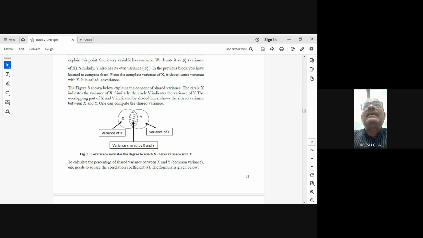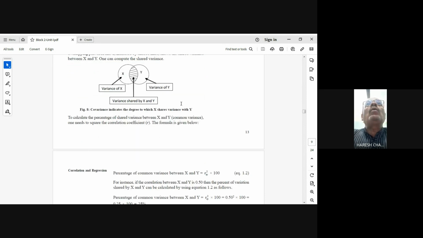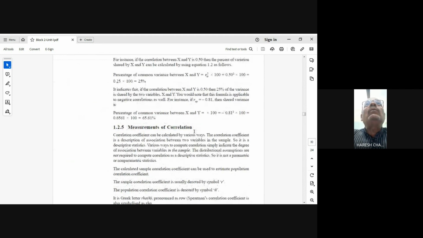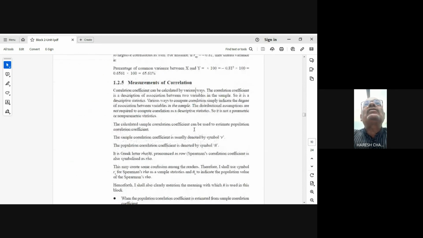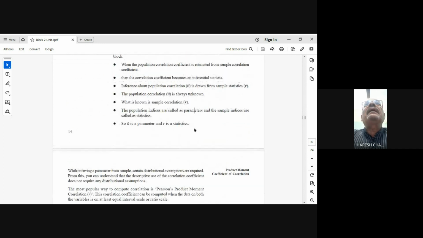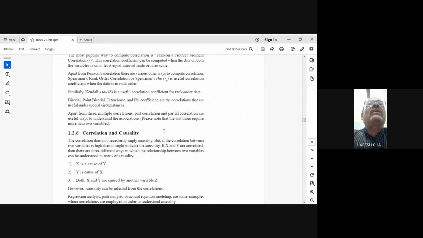The basic logic is covariance divided by the square root of variance of variable 1 into variance of variable 2. We will see it in the formula. So this is the logic, covariance by variance of variable 1 into variance of variable 2. Now, measurements of a correlation are different, that I will discuss.